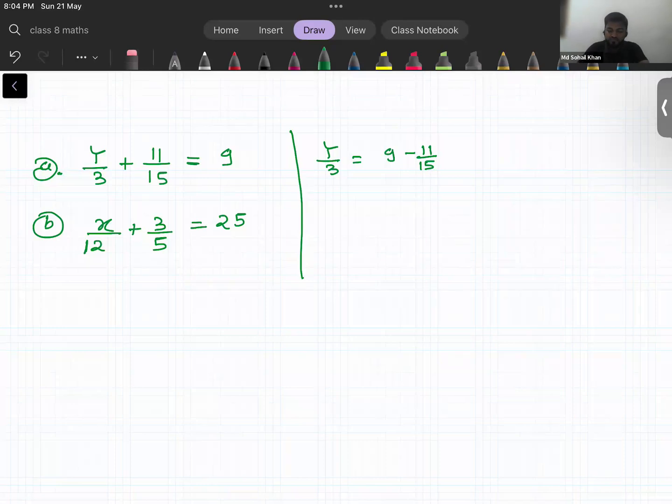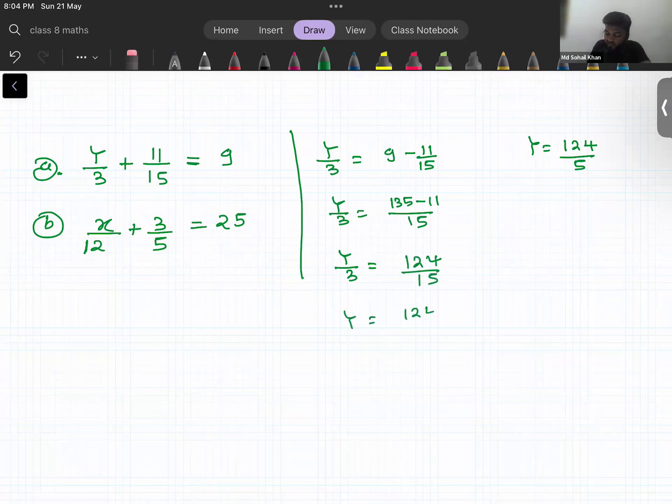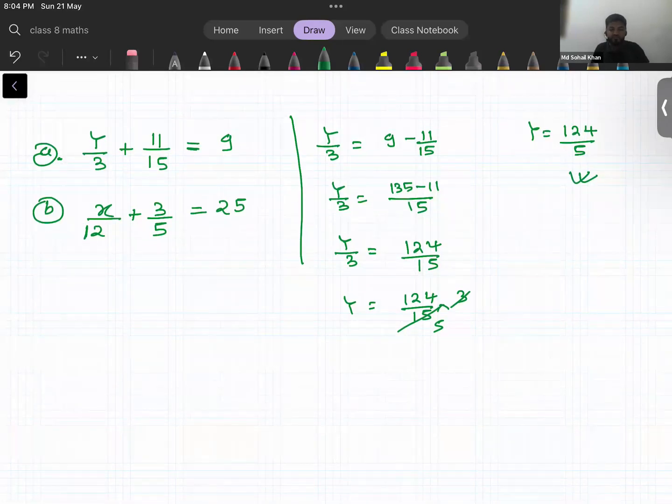y equals 124 upon 5. So let's see that. It's 135 minus 11. So y upon 3 gives you 124 upon 15. Okay, very good. It's 124 upon 5. Very good. What about the second question? I'm doing that one right now.